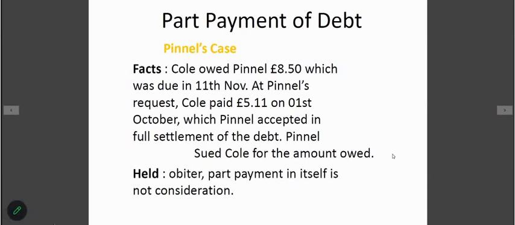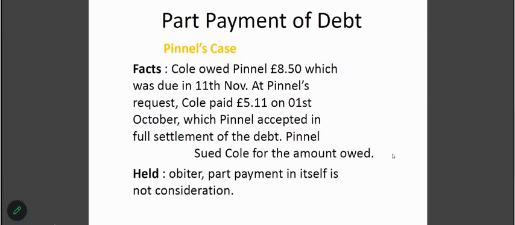Okay, facts. Coal owed Penal £8.50, which was due on November 11. At Penal's request, Coal paid £5.11 on the 1st of October, where Penal accepted it as full payment of the debt. Okay, Penal sued Coal for the amount owed. Part payment itself is not a consideration.